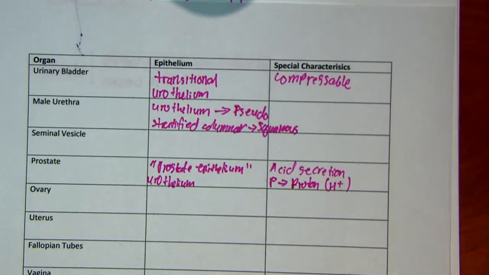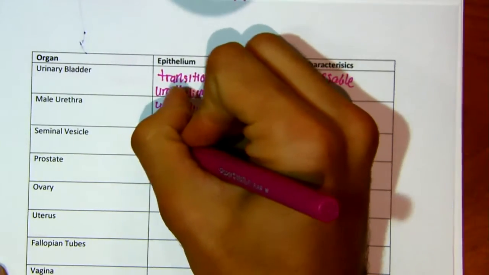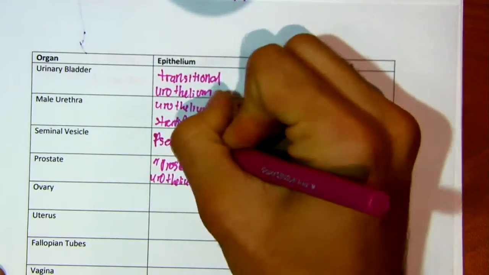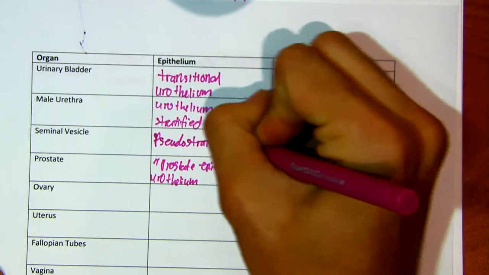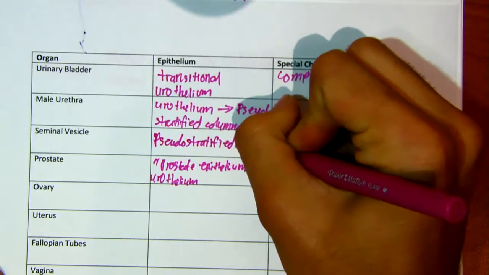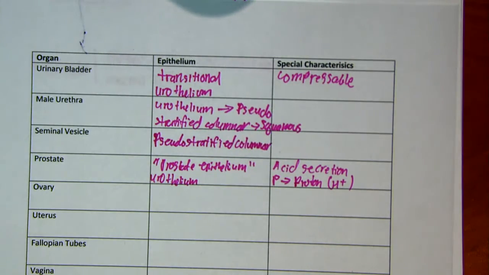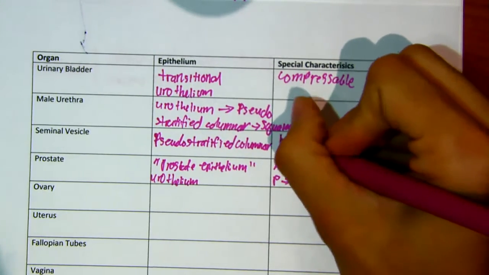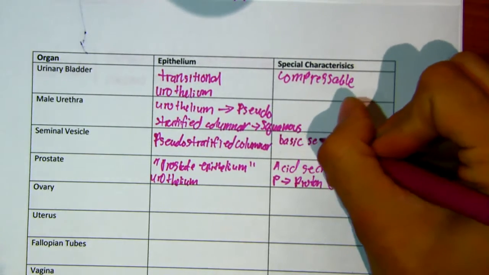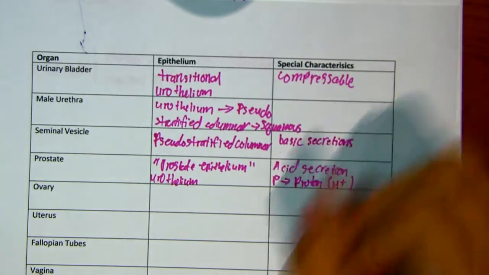So actually I skipped one. So let's go back to the seminal vesicles. What type of epithelium will we have there? Pseudostratified columnar. All right. What's something important we have, a special characteristic of the seminal vesicles? Basic secretions. We have alkaline secretions. What else?